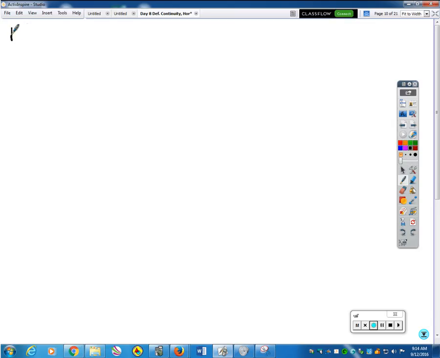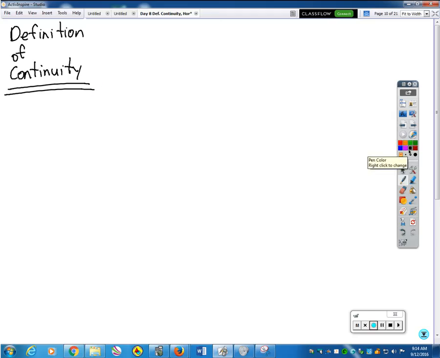Write down this definition of continuity. Okay, the idea of continuity refers to the following. If I have a function, draw a picture like this, just some simple graph.